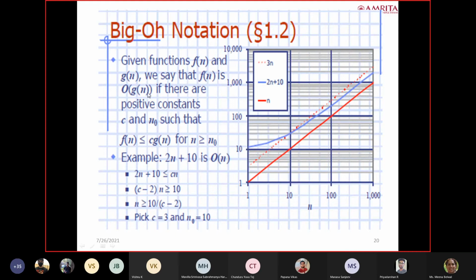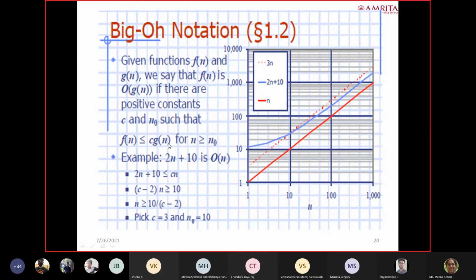f(n) is big O of g(n) if there are positive constants C and N0 such that f(n) is less than or equal to C of g(n). That means f(n) will always be either less than or equal to g(n), but there should be some positive constant. Some positive constant means C cannot be 0. C has to be greater than 0, or you can say greater than or equal to 1. C and N0, and there should be some constant N0 such that n is greater than or equal to N0. If we are able to find such constants, then we say that f(n) cannot grow more than g(n). This is what this definition says.